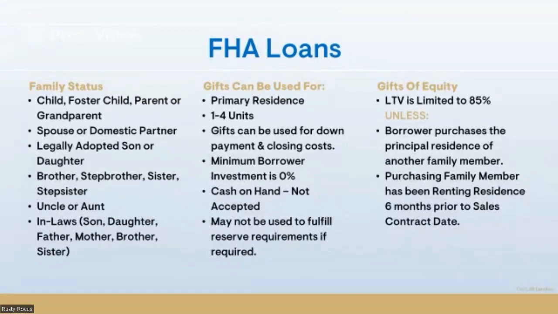FHA loans. So these are a little bit more fun when I look at this, who you can use for family status. And some of these guidelines recently updated a little bit, so it made it a little bit easier on us. But what they will allow is the list here on the left. They can be used for 1 through 4 units. There is no minimum required investment here. So the gift donor can actually contribute up to 100% here. So you don't have to worry about it.